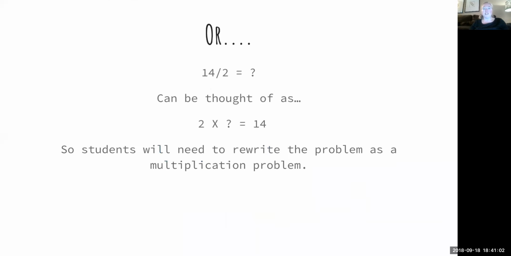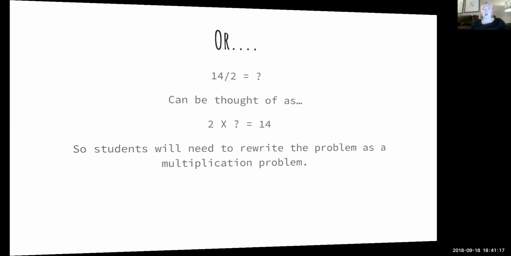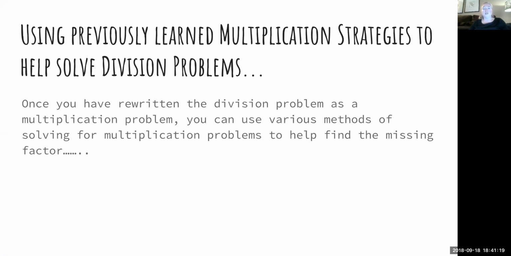Or 14 divided by 2 equals what? We're looking for the missing factor. It can be thought of as 2 times what equals 14. So you just flip it around. Students will need to rewrite the division problem as a multiplication problem, using previously learned multiplication strategies to help solve division problems. Once you've rewritten the division problem as a multiplication problem, you can use various methods for solving multiplication problems to help find the missing factor.